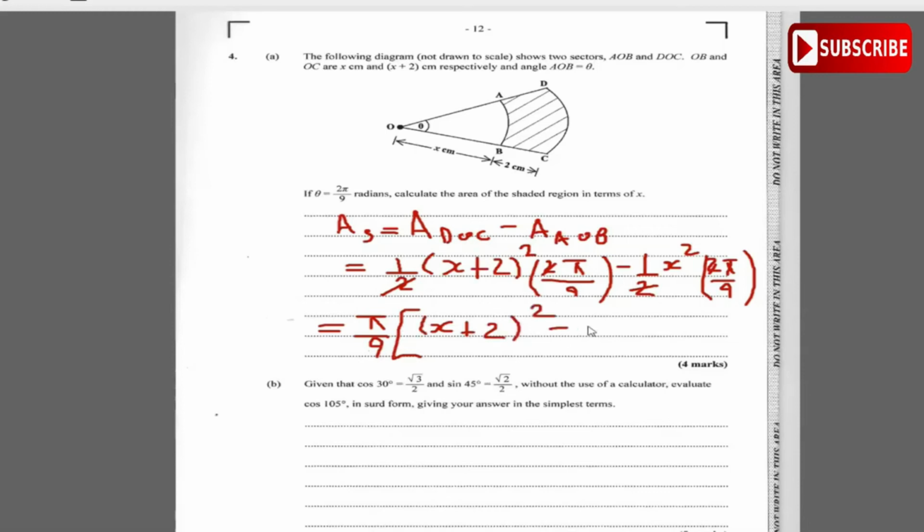Now you may want to simplify this if you want. You can identify that this is a difference of two squares and then simplify it, or you can expand out the bracket and simplify it. Let's simplify it then. Due to shortage of space, I'll expand the bracket inside here.